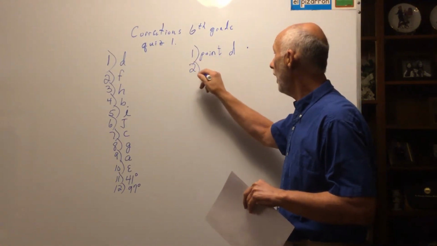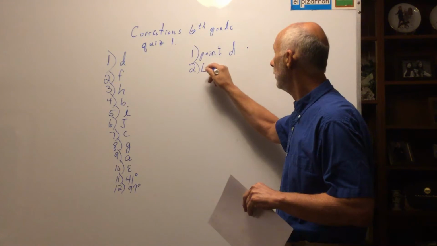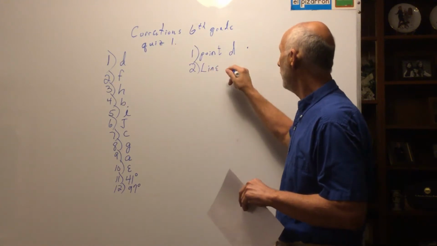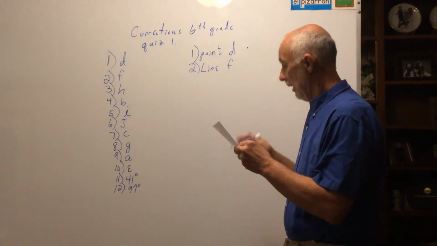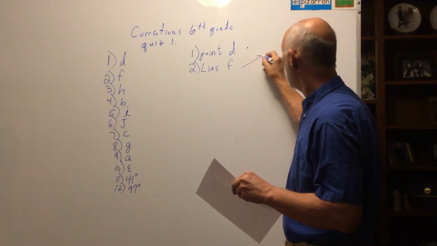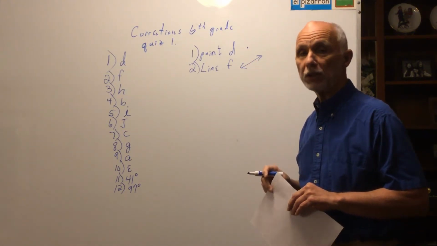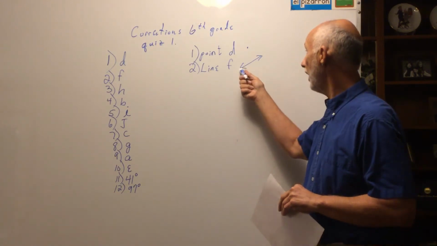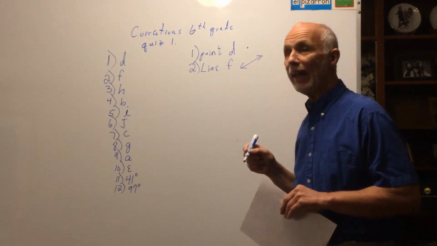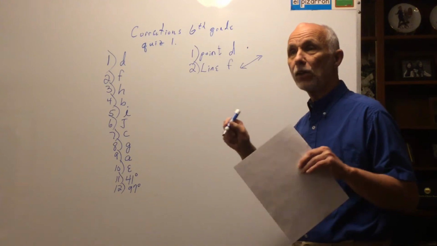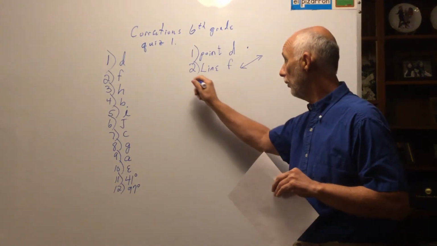Number 2 was a line, and a line was F. And again, you have to draw what the line looked like. It's a set of points that goes forever in both directions. To show it goes forever, it has arrows on both sides. That's what makes it a line, that it goes on both sides forever with arrows.